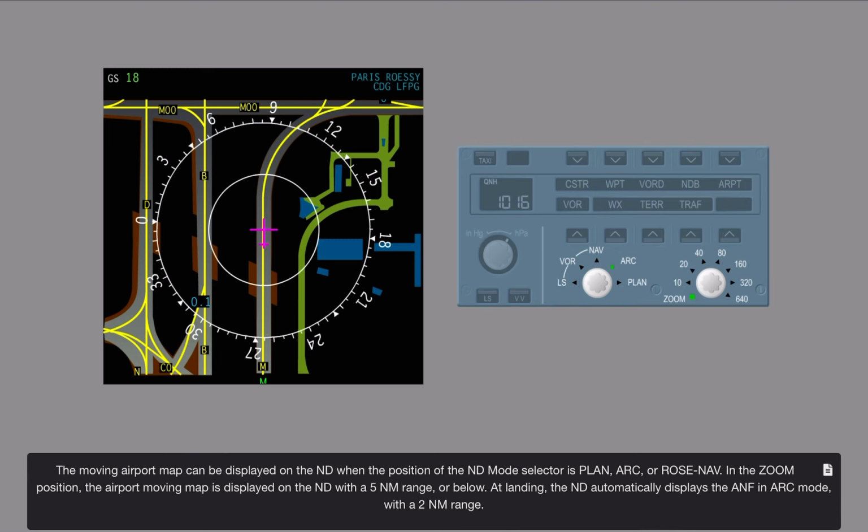The moving airport map can be displayed on the ND when the position of the ND mode selector is plan, arc, or rose nav. In the zoom position, the airport moving map is displayed on the ND with a 5 nautical mile range or below. At landing, the ND automatically displays the ANF in arc mode with a 2 nautical mile range.